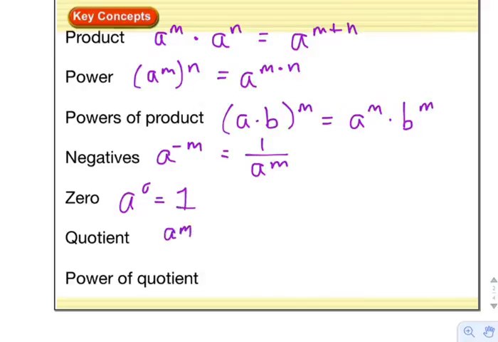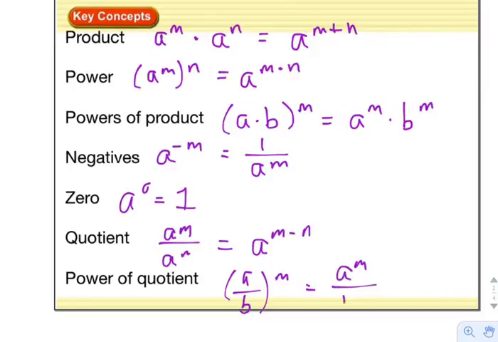Quotients is that subtraction rule that we just looked at in example 1. And the power of quotients basically says if an entire quotient, like a fraction, is set to a power, then that means the numerator is raised to that power and the denominator is raised to that power.